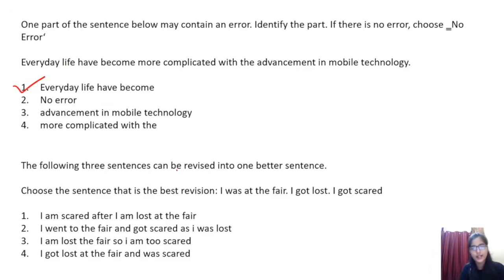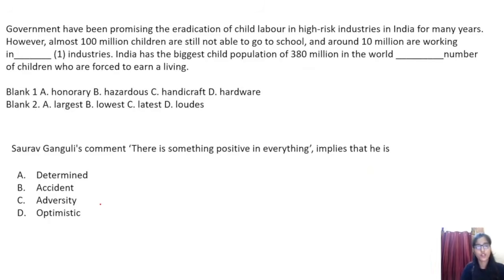The following three sentences can be revised into one better sentence. So three sentences are given to you. I was at the fair, I got lost, I got scared. So you have to make one better sentence by using them. So I am scared after I am lost at the fair. Like grammatically it's not sounding well. I went to the fair and got scared as I was lost. I am lost the fair, so I am too scared. Totally wrong. I got lost at the fair and was scared. Yes, this is grammatically correct even, and also it's making sense. So option 4 will be the correct answer. Let's move to our next question.